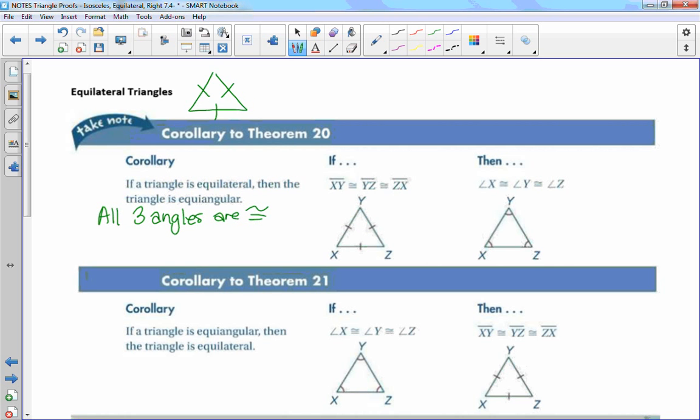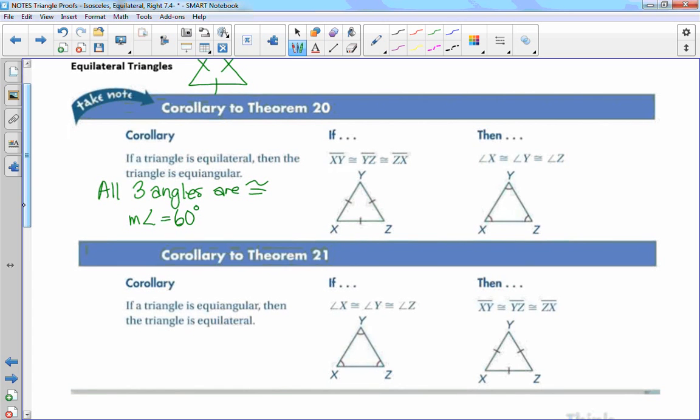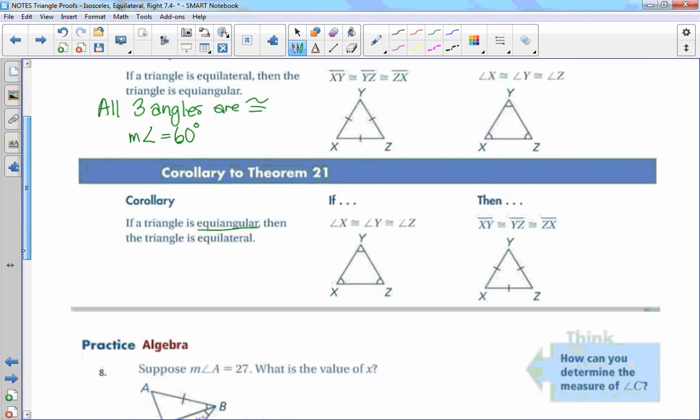And if we know a triangle adds up to 180, all three angles have to be how many degrees? 60. 180 divided by 3 is 60, so the measure of the angles equals 60 degrees. All of them. 60, 60, and 60. The other corollary is the reverse of that. If the triangle is equiangular, so if we have three equal angles that correspond to each other, then it's an equilateral triangle.